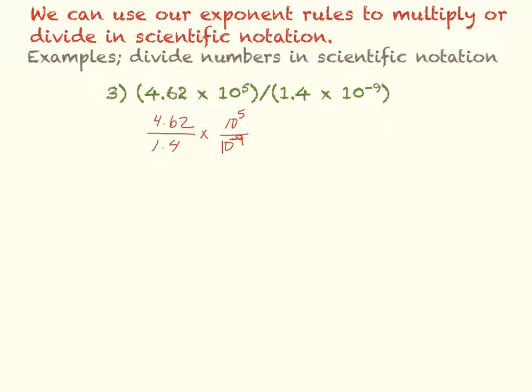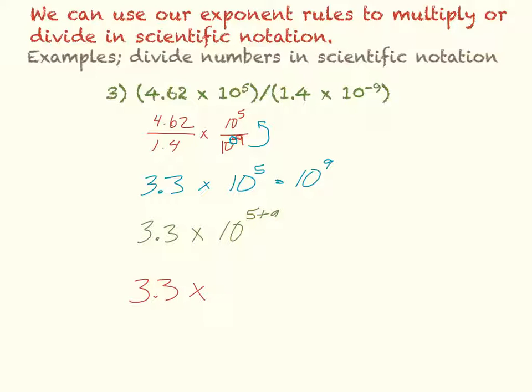Okay, so now if I divide out 4.62 divided by 1.4, I'm going to get a 3.3 times, now here, since this is a negative exponent, I can flip it up and then switch the sign. So I have 10 to the 5th times 10 to the 9th, flip the sign. So I have 3.3 times 10 to the 5 plus 9. So my final answer, 3.3 times 10 to the 14th power. And that is my final answer because there is only one number to the left of the decimal. So that's your final answer.